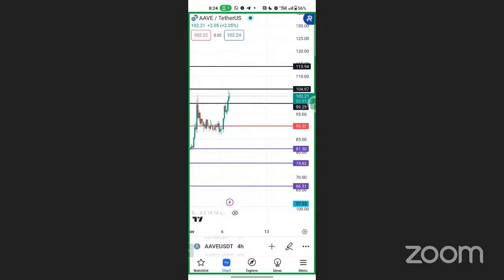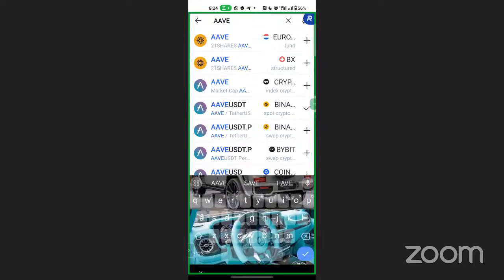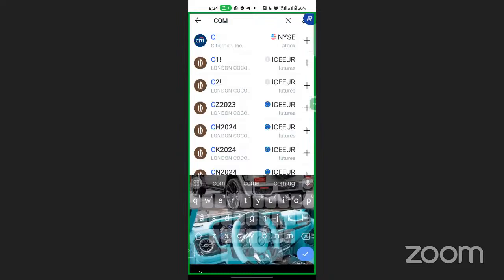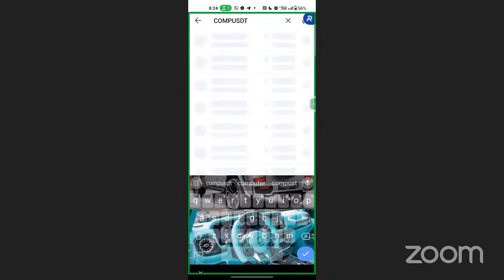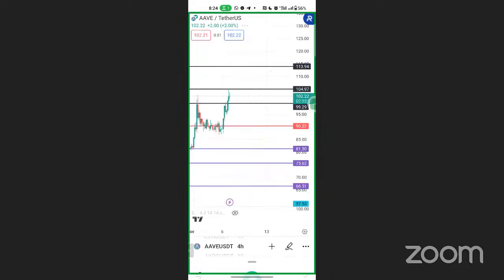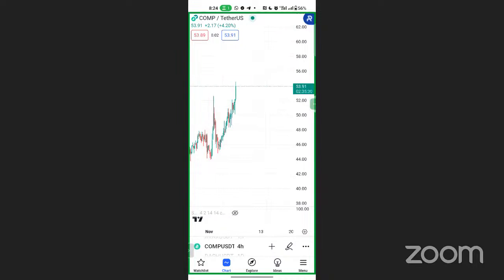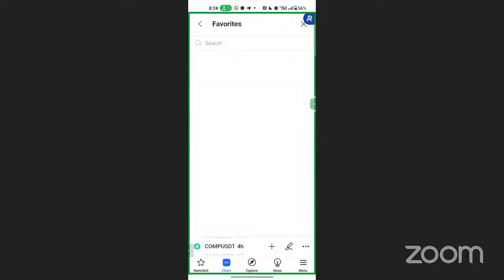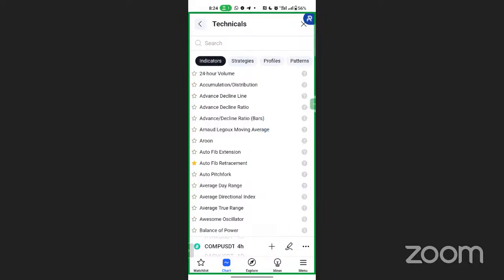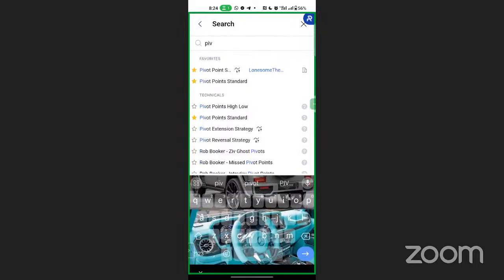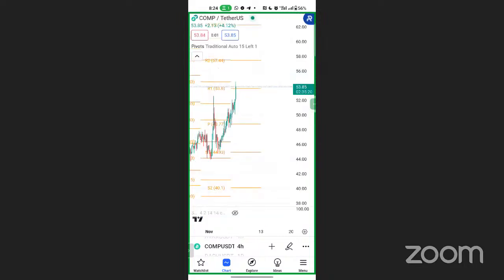Because I know most of you, let me pick another coin because someone may say he's on that coin. I can pick any. There we go with compound. So we tap on the plus sign, ladies and gentlemen, FX indicators. We go to technicals and type in the word pivot point standard, and it gets into our screen.